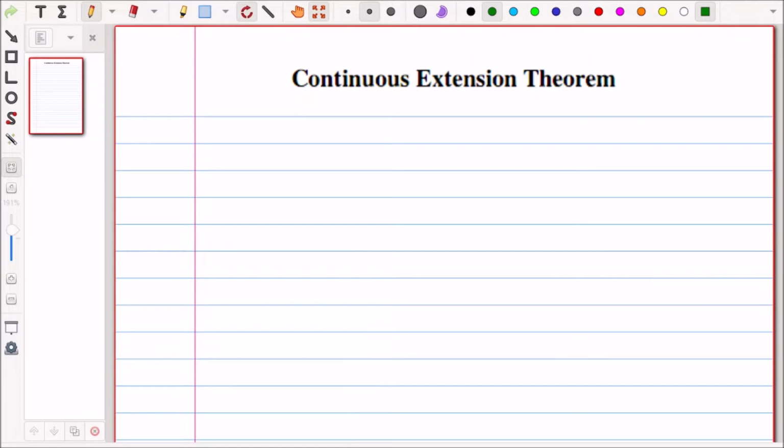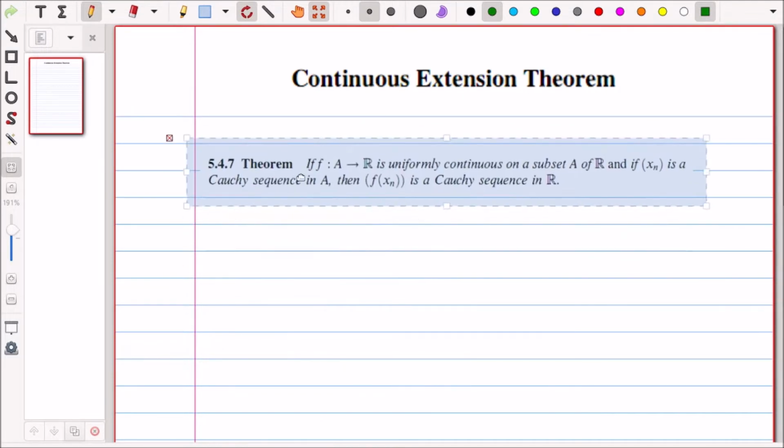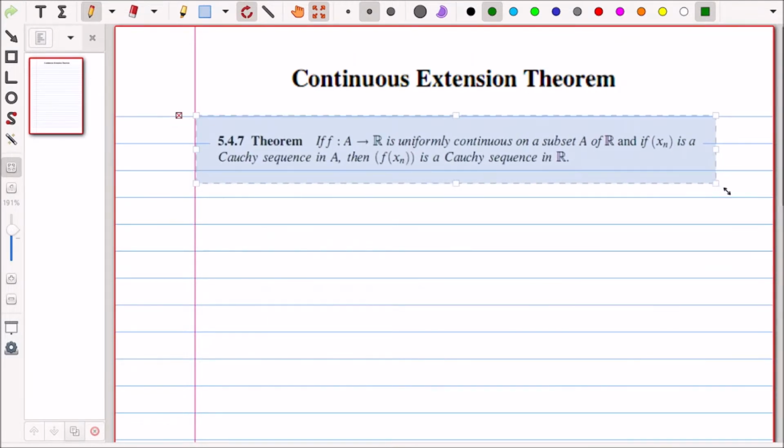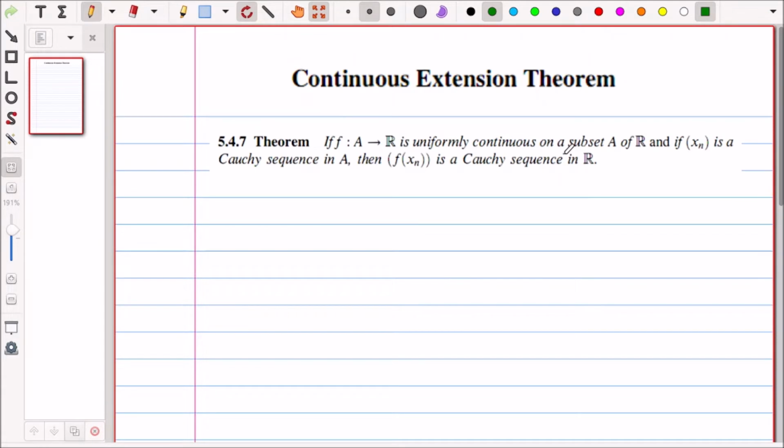So let us just see the statement of this theorem. Here we are given a uniformly continuous function f defined on a subset A of R, and if x_n is a Cauchy sequence in A, then we will show that f(x_n) is also a Cauchy sequence. So let us start its proof.